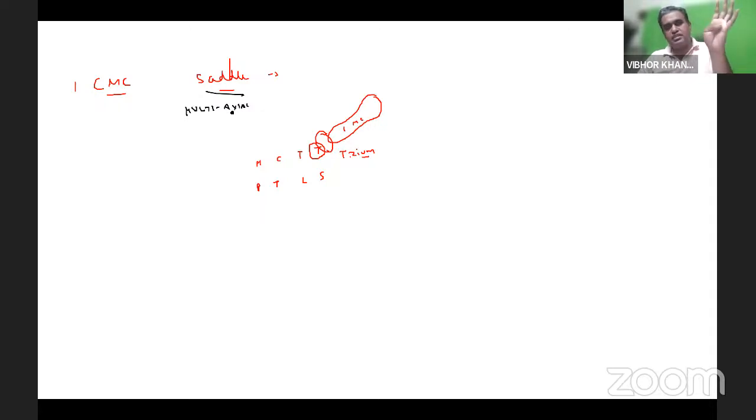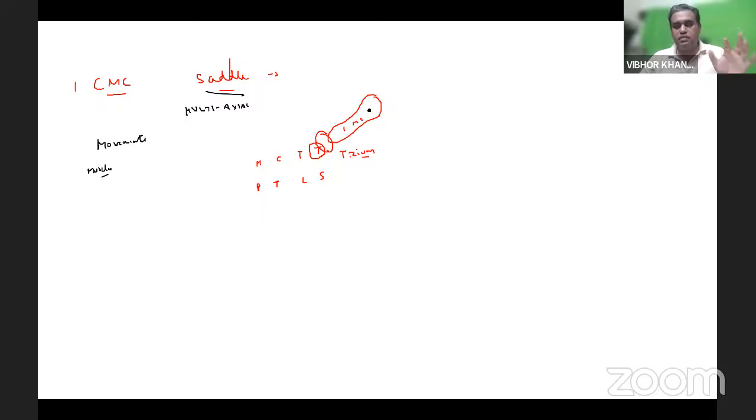The thumb can have flexion, extension, adduction, abduction. In the same way, you can talk of the movements in this joint. What are the muscles involved in this joint? So devote 5 to 10 minutes at least for a question like this. For CMC, remember, the saddle variety, you can answer like this.